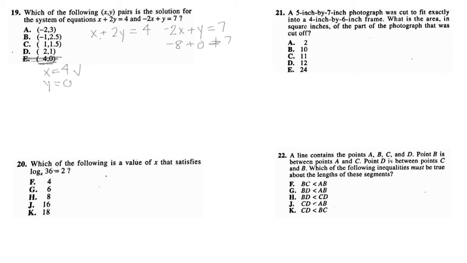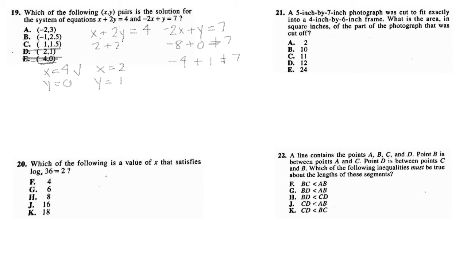Let's see, I would try D, 2, 1. So that means now we're going to try X to be 2, Y to be 1. It looks like it works on the first question again because I'm going to get 2 plus 2. What about on the second one? I get negative 4 plus 1. Yeah, that's not, so it's not D.